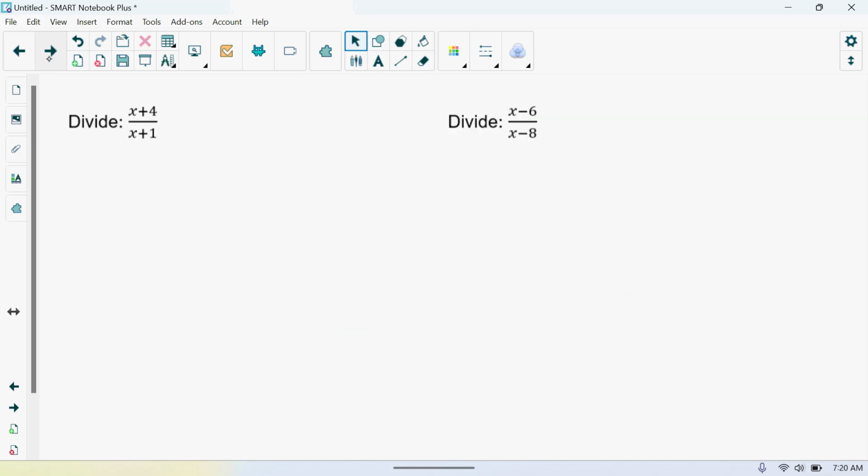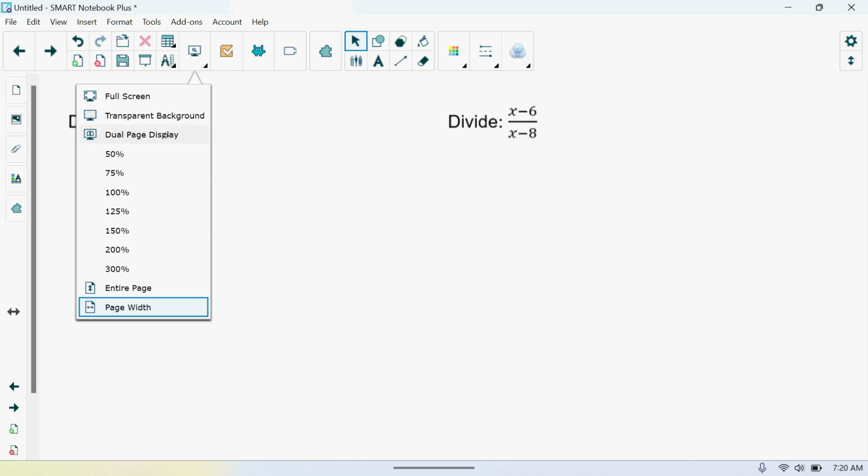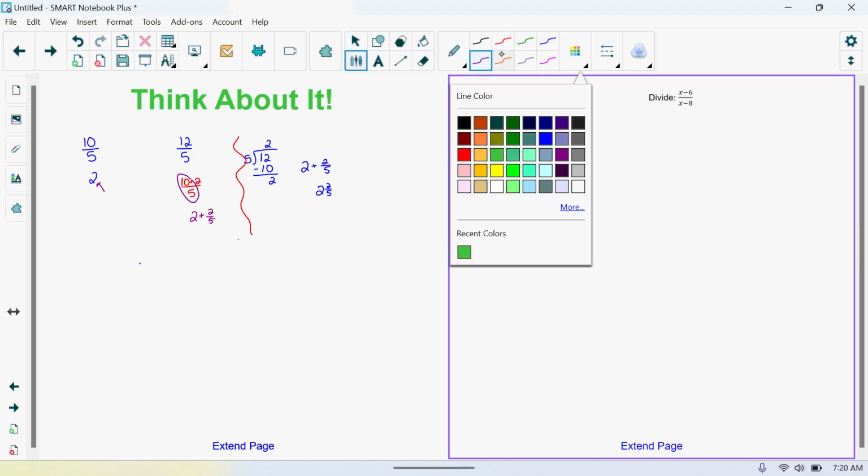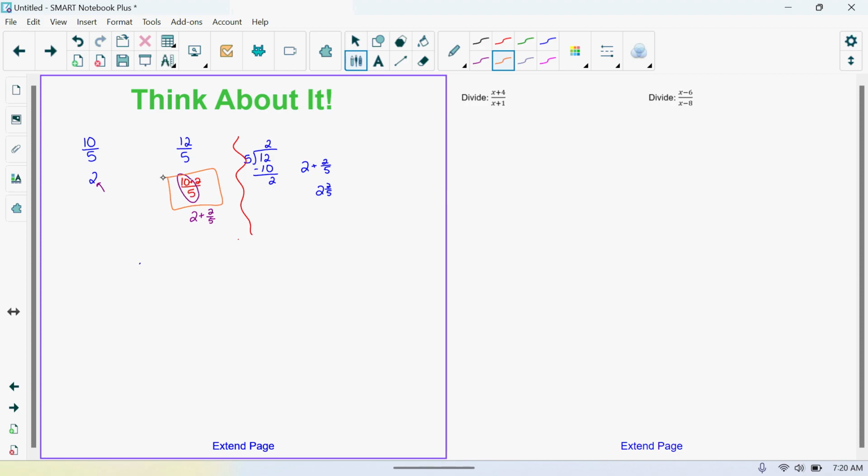Divide x plus 4 over x plus 1. So I'm going to keep flipping back and forth. I actually am going to put it up side by side because I want to keep referring to this here. Over here, I referred to this as a fraction, but I can really make this 10 over 5 plus 2 over 5, just like we did in all of those first examples, and that's why we did that. So I want you to keep that in mind.